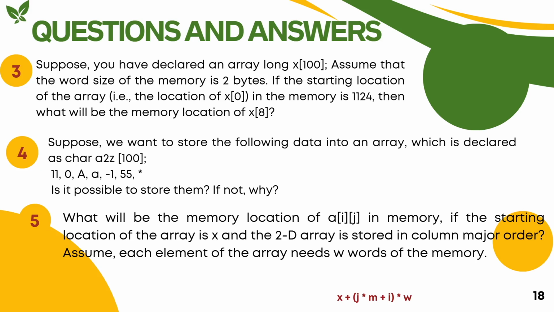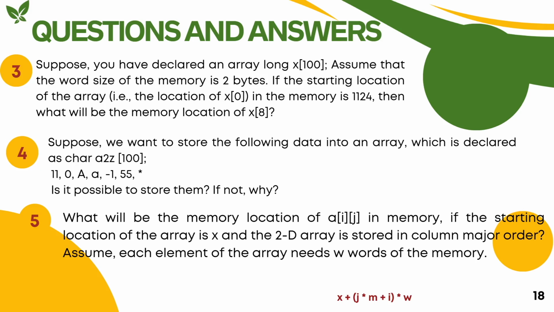The fourth question is, suppose we want to store the following data into an array which is declared as char a[100], is it possible to store them? We have values as 11, 0, a, capital A, small a. Since this array is of type char, we are supposed to store only characters there, and we can't have these varying types. We learned by definition that an array should have homogeneous elements, so it is not possible.